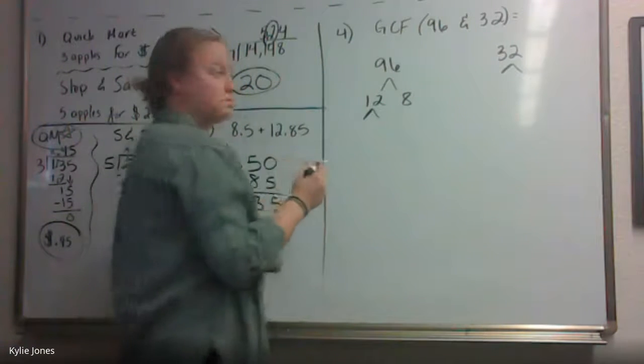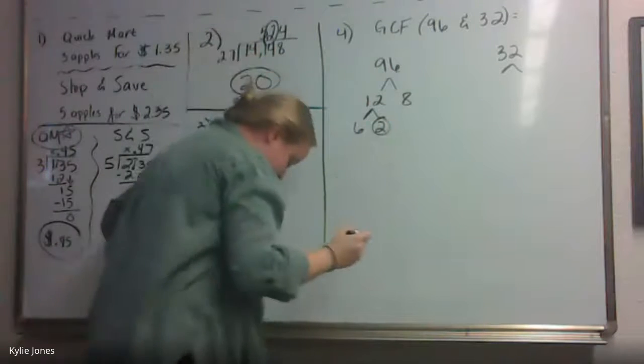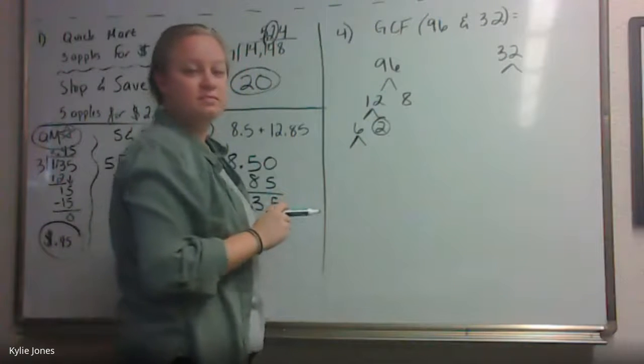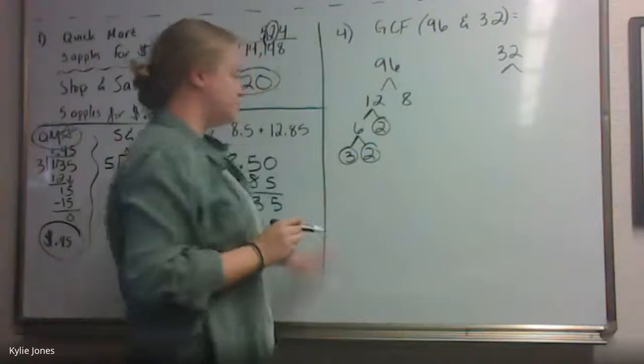6 and 2, good. So we can circle the 2. And then what numbers go into 6? 3 and 2. We can circle those ones. So that part is done.